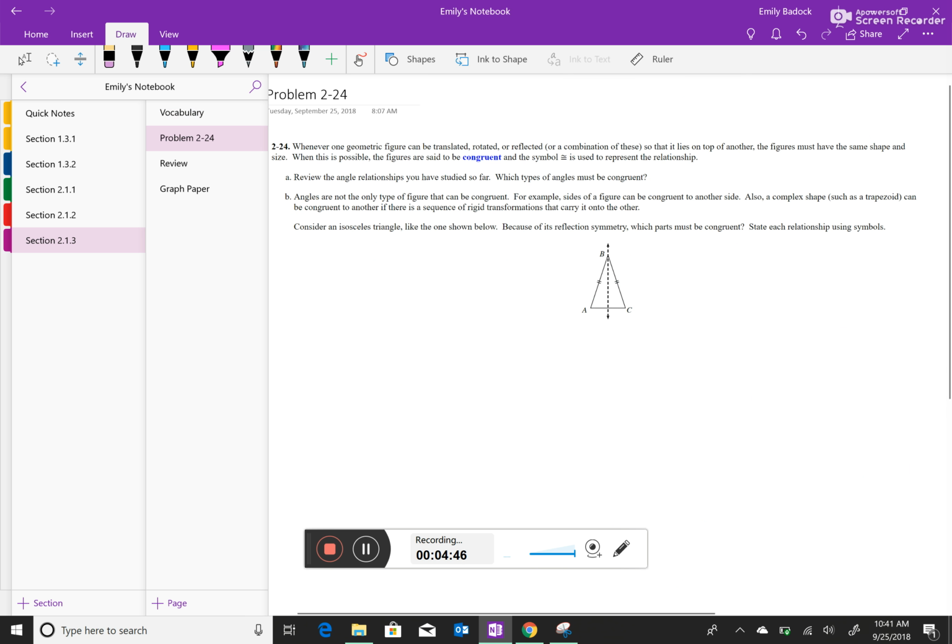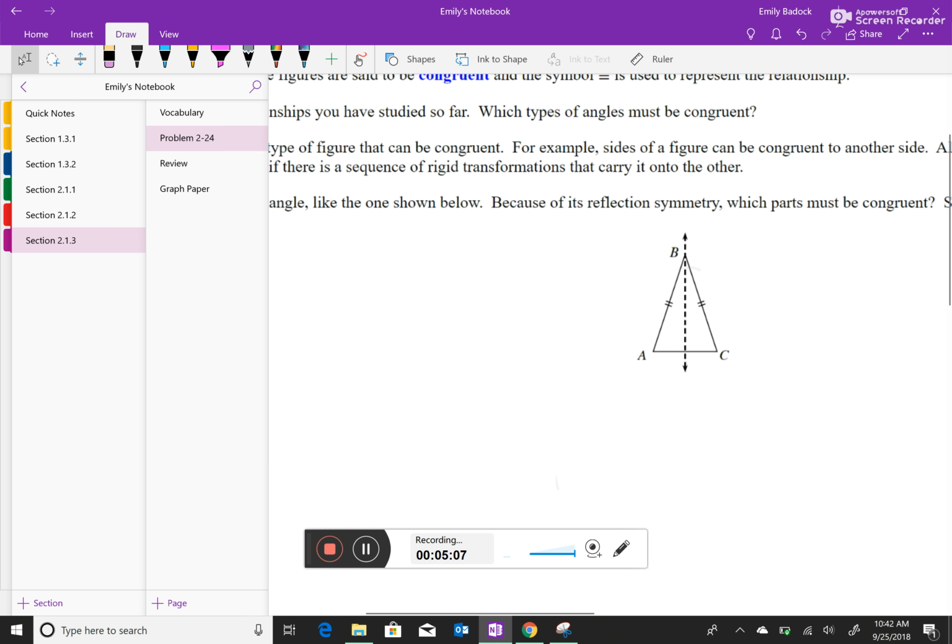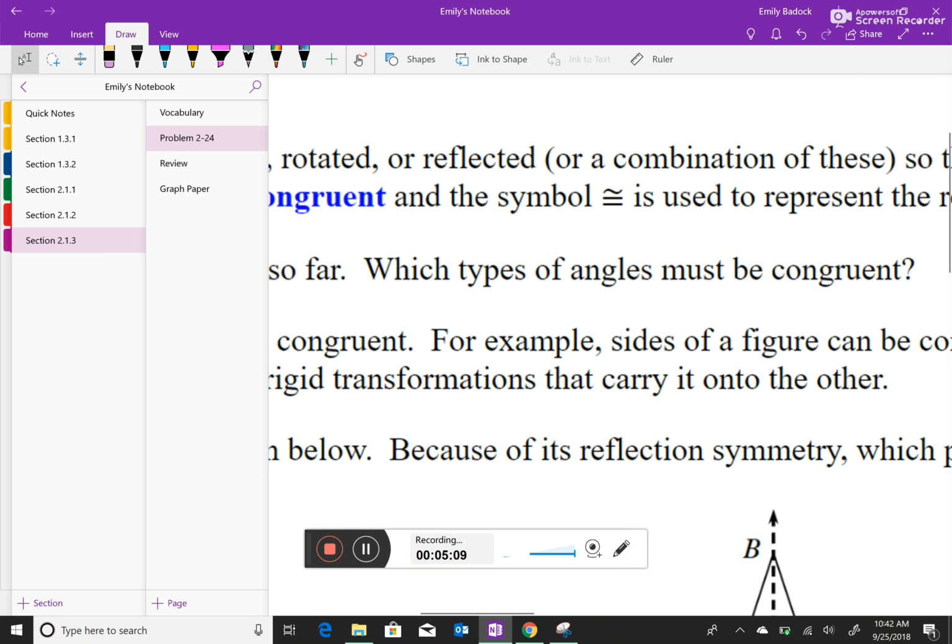Okay, so whenever one geometric figure can be translated, rotated, or reflected, so that all has to do with our chapter 1, so that it lies on top of another, the figure must have the same shape and size. When this is possible, the figures are said to be congruent, and that symbol is used to represent it. So that guy right there is used to represent congruent.